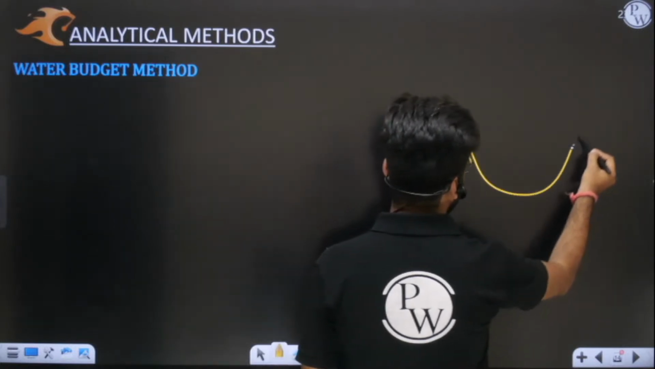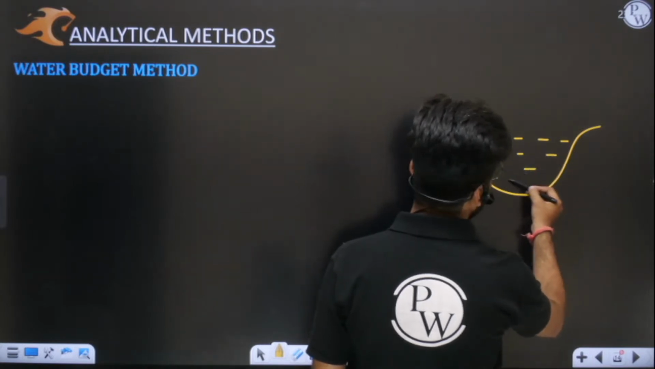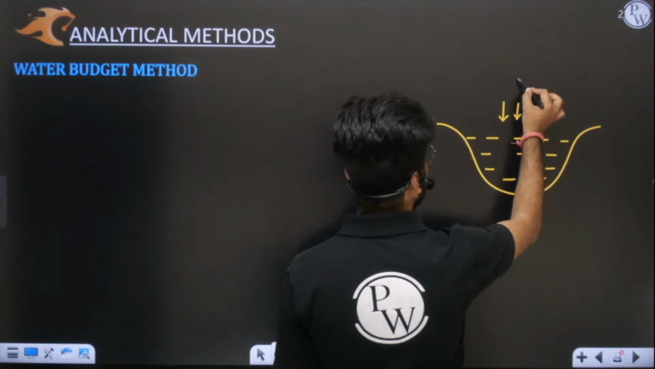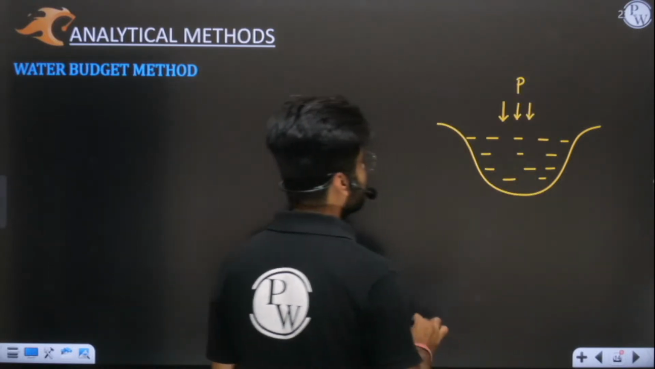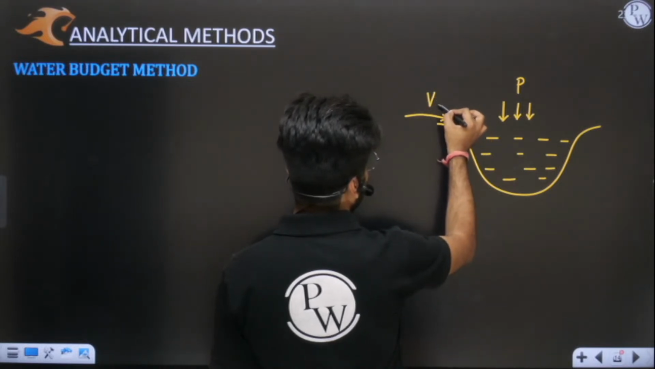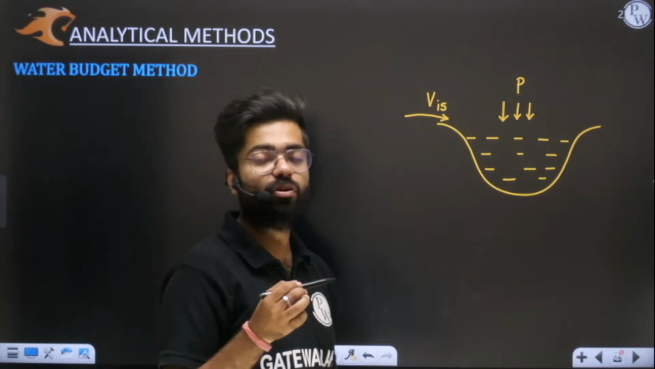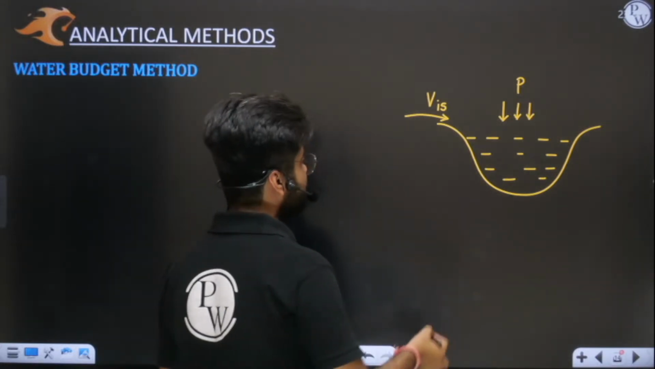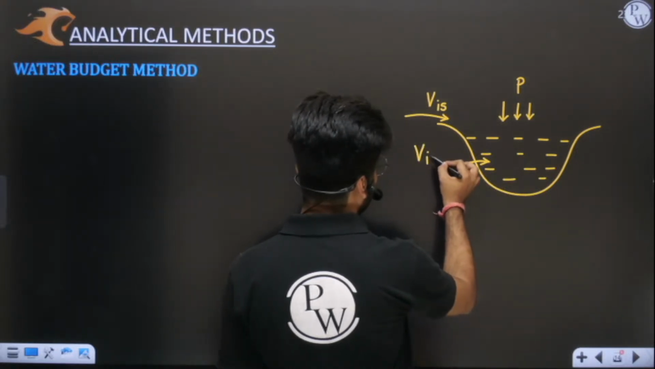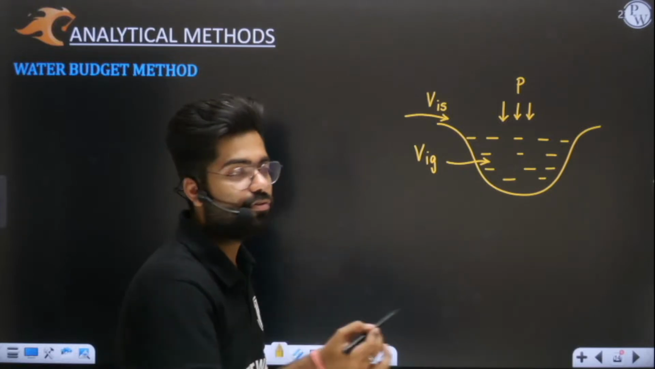Let us imagine we have a lake. Okay, and in that lake, let us assume certain rainfall, precipitation P, is there. Let us say some water has come inside. This is the volume of water which is coming inside from the surface. VIS means volume of surface inflow. Let us assume some water has come from the ground itself, so it is VIG, volume of groundwater inflow.